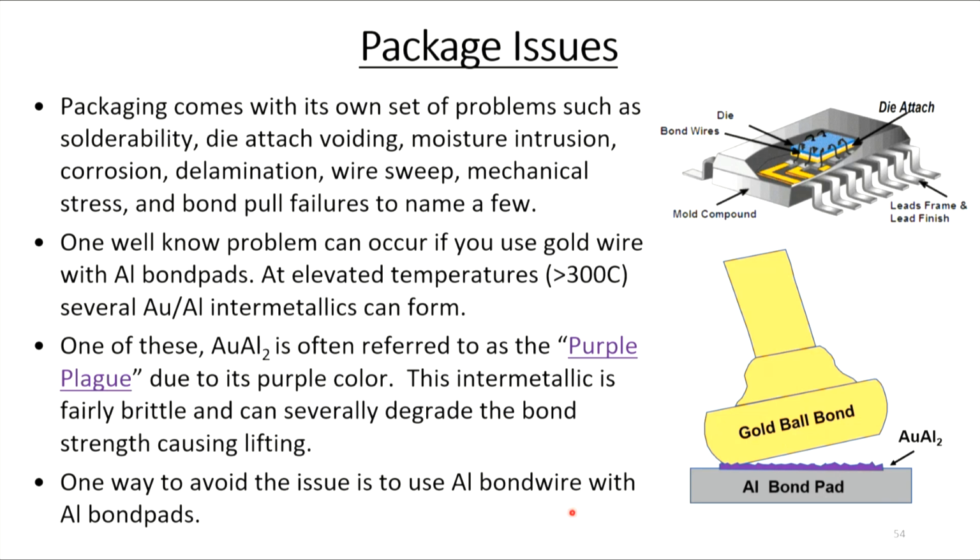One way to avoid this issue is to just use aluminum bond wires with aluminum bond pads. And I think that's what we do on all our hermetic parts. Now, I believe we still use gold ball bonding on our plastic packages, but I don't think we go up to the high temperatures.